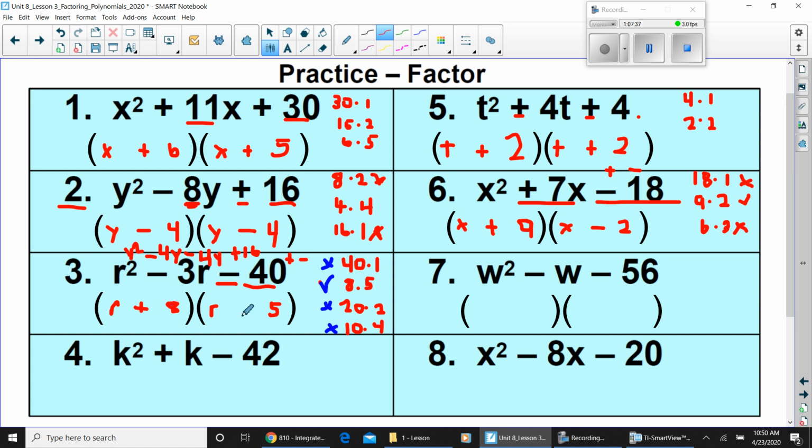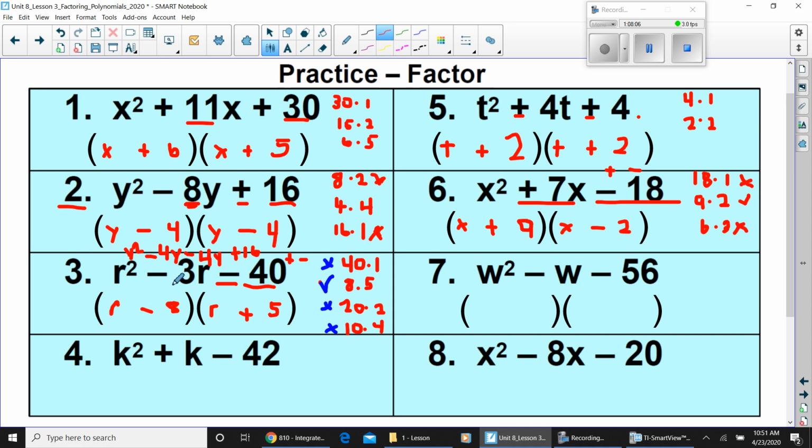So I'm going to put a plus 8 and see how this works out. And a negative 5. 8 times negative 5 is negative 40. 8 minus 5 is positive 3. That's no good. So I'm going to change this to a positive, and I'm going to put this as a negative. And I'm going to go over it again. Negative 8 times positive 5 is negative 40. Negative 8 plus 5 is negative 3.